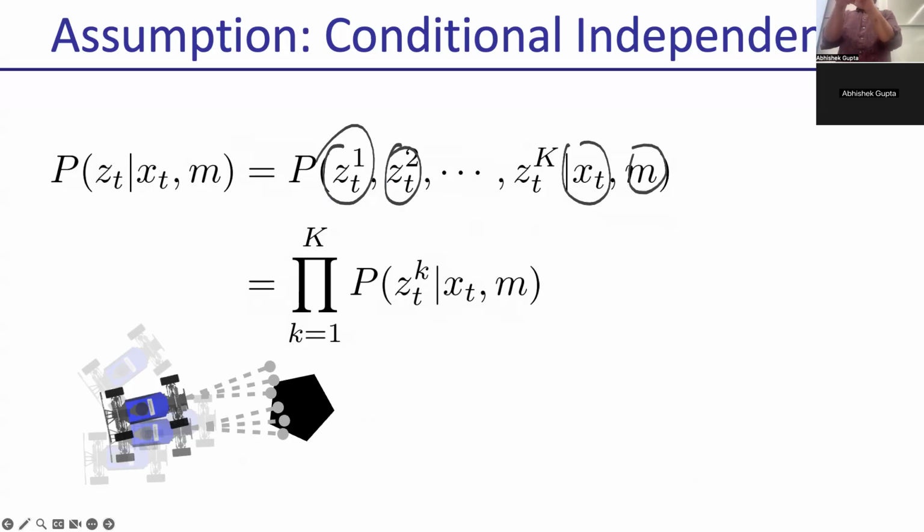Like if two LiDAR beams are really close to each other, then if this one is going to detect an obstacle, then probably this one is also going to detect an obstacle, right? So they're super correlated. The fact that this beam showed me an obstacle probably suggests that this beam will also show me an obstacle because they're super close together, right?